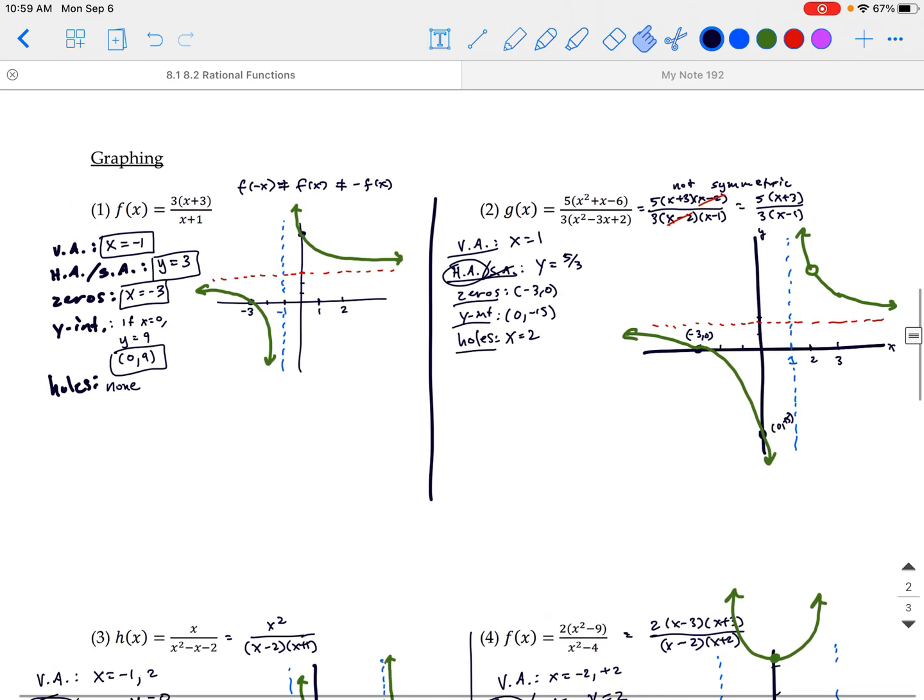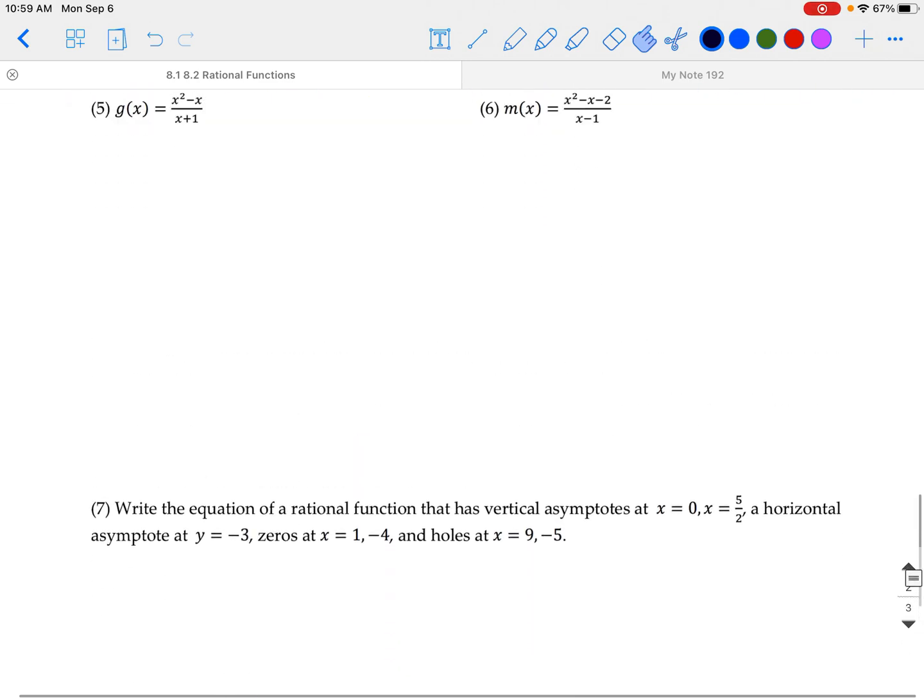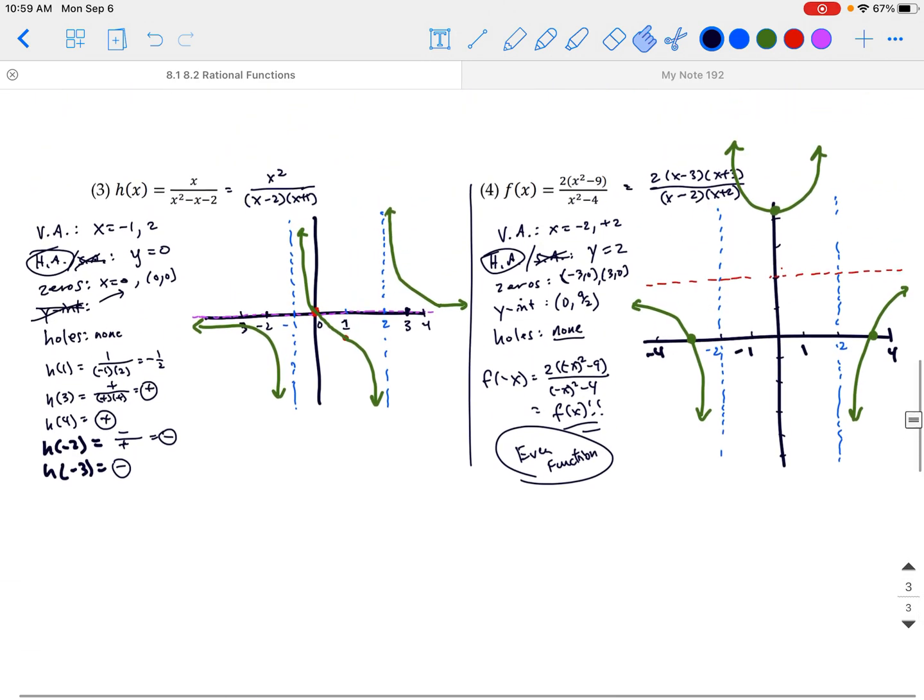All right, so we'll go ahead and pause here after finishing these 4 examples, and we'll come back and finish the remaining few examples.